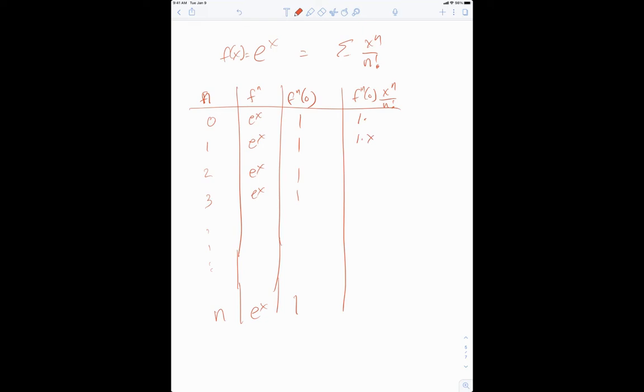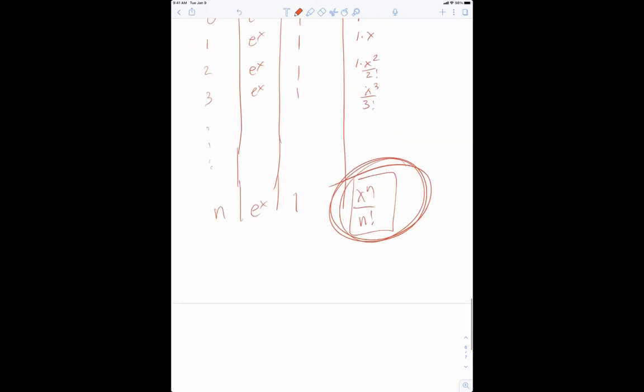This one gets multiplied by x. This one gets multiplied by x squared over 2 factorial. This one by x cubed over 3 factorial. And this one by x to the n over n factorial. This is ultimately what we're looking for down here, right? It's the pattern. So the power series for e to the x is the sum from n equals 0 to infinity of x to the n over n factorial. Pretty simple, right?